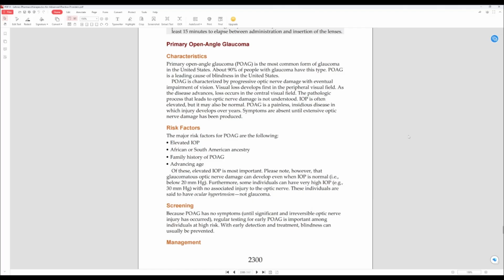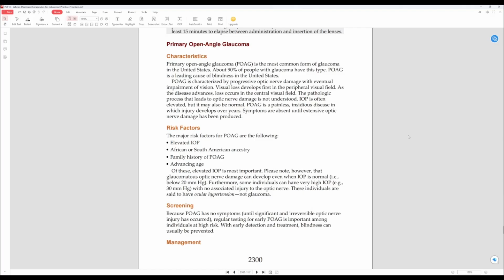POAG is characterized by progressive optic nerve damage with eventual impairment of vision. Visual loss develops first in the peripheral visual field. As the disease advances, loss occurs in the central visual field. The pathologic process that leads to optic nerve damage is not understood. IOP is often elevated, but it may also be normal. POAG is a painless, insidious disease in which injury develops over years. Symptoms are absent until extensive optic nerve damage has been produced.